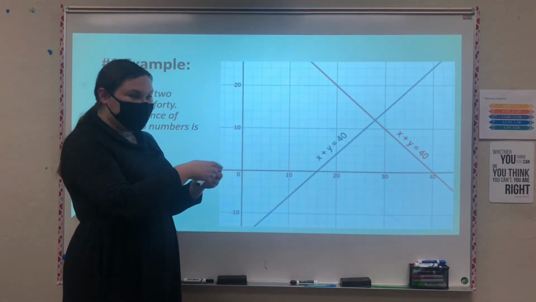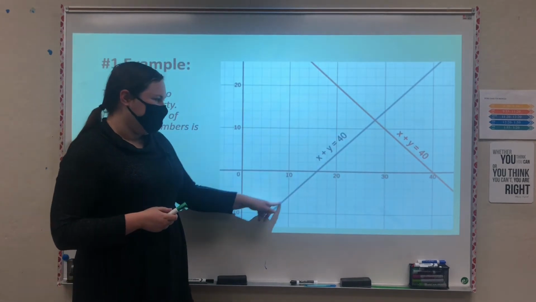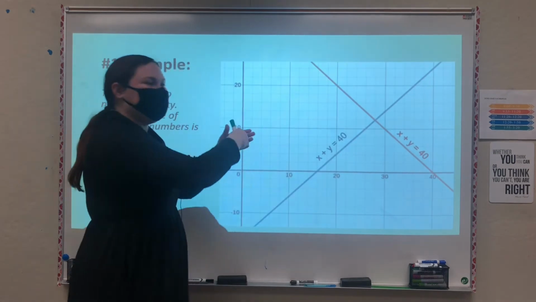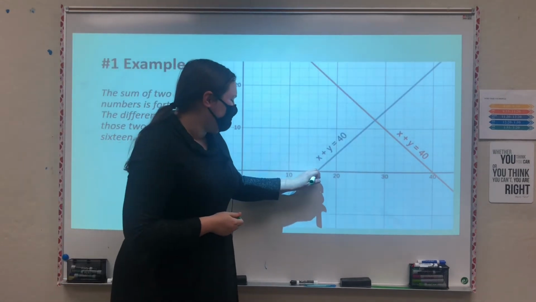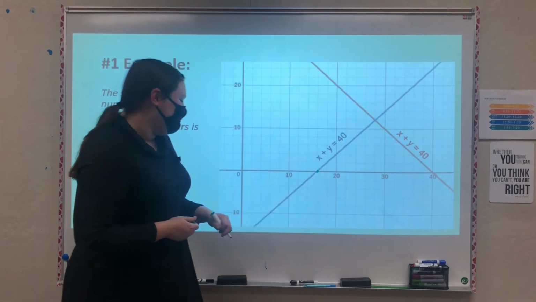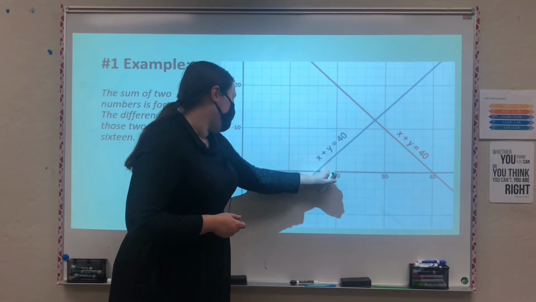So you had said earlier there are infinitely many solutions for this single equation. This line goes on forever because there's infinitely many points on that line. Any point on the line. So for example, that point right there is a combination of numbers that would give you 40.